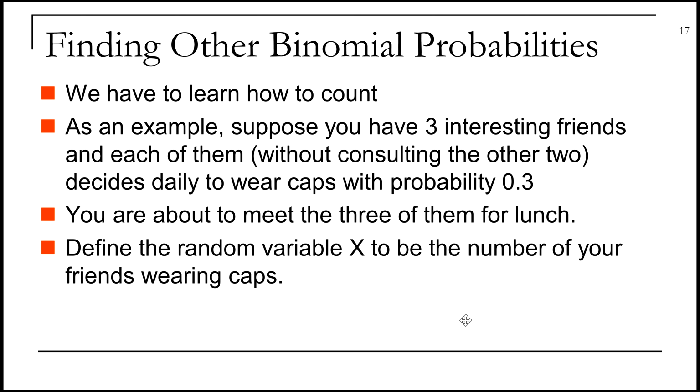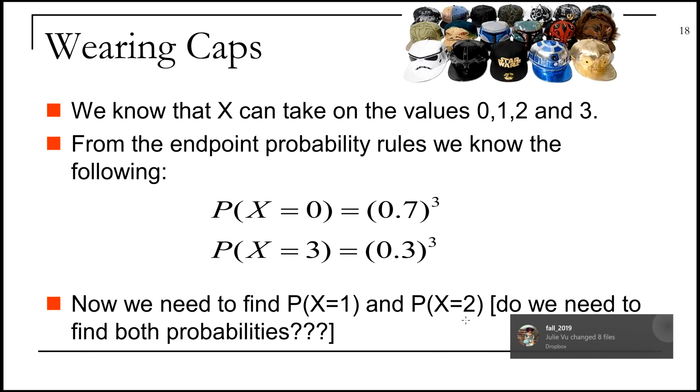You have to learn how to count. So suppose you have 3 friends, and each of them, without consulting the other 2, decides daily to wear caps with probability 0.3. You're about to meet 3 of them for lunch. X is the number of your friends wearing caps. You want to figure out the probability. Well, we know X can only take on the value 0, 1, 2, and 3. X is the number of friends wearing caps when you have 3 friends. So none of them are, all of them are, 1 is, or 2 is.